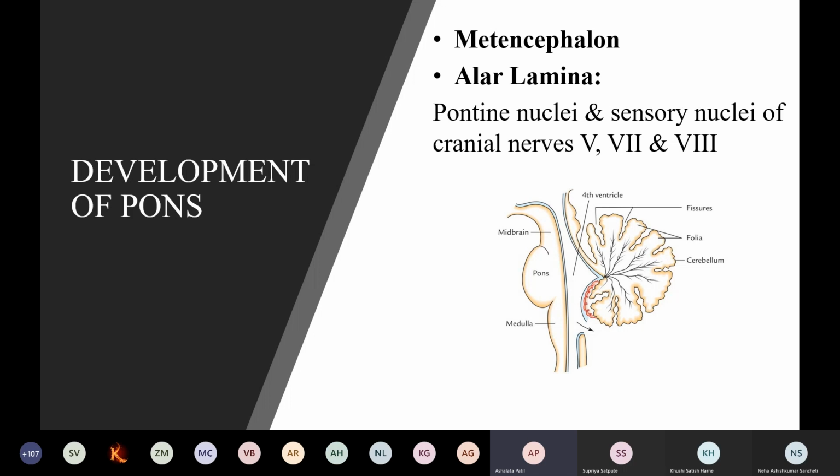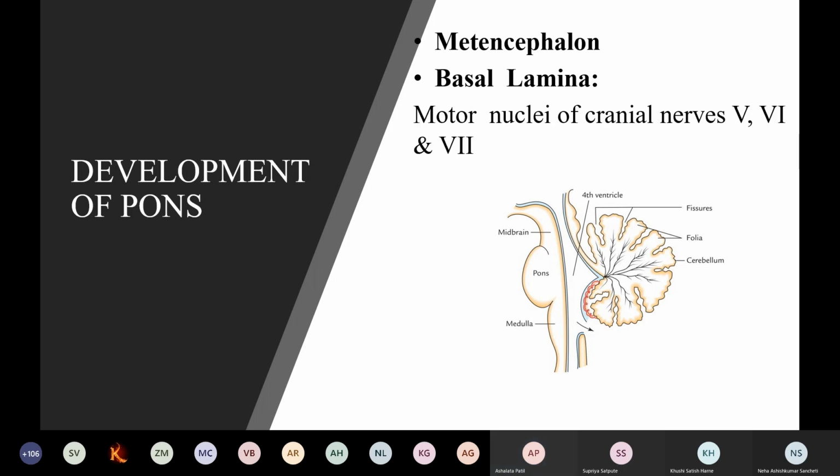So pons develops from what? That is from the metencephalon. Which cranial nerves arise from the pons? The 5th nerve arises entirely from the pons, and at the junction of pons and medulla arise the 6th, 7th and 8th. So all these cranial nerve nuclei you will see within the pons. From the alar lamina come the pontine nuclei and the sensory nuclei of the cranial nerves 5th, 7th and 8th. From the basal lamina come the motor nuclei of which nerves? The 5th, 6th and 7th nerves. That is the fate of the basal lamina of the pons of this metencephalon.